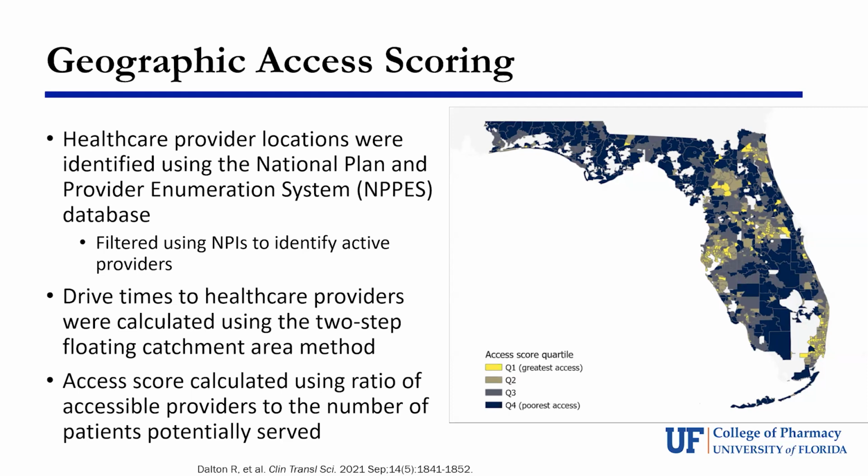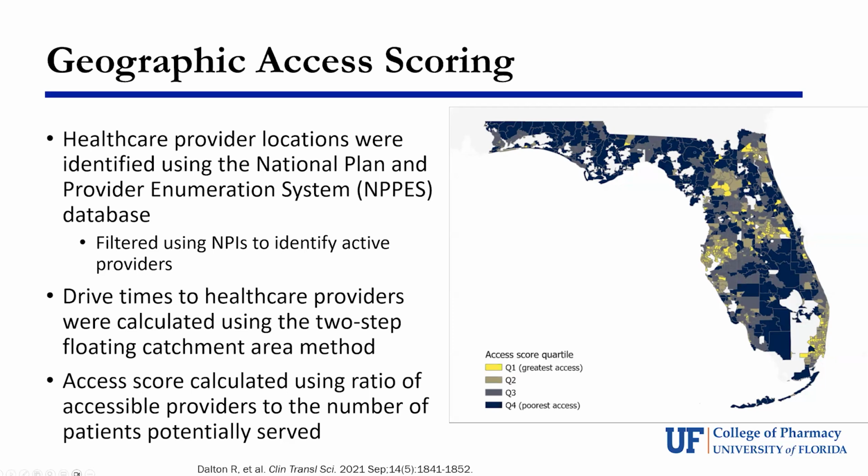Then we asked how many healthcare providers are within a 30-minute drive time of a given location, and we were able to calculate a geographic access score based on that. What we have here is a map of Florida with all the ZCTAs, colored by quartiles of access. If you're not familiar with Florida, the areas of greater access are exactly what we would think.